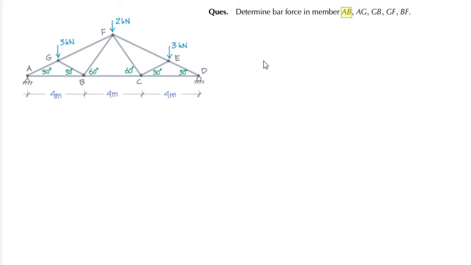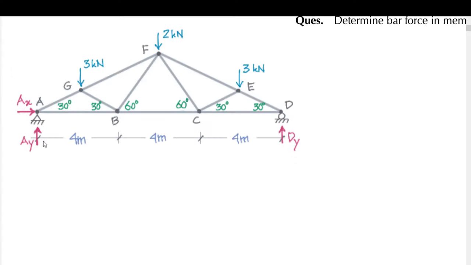So let me ask you one question. What I have told earlier in this video lecture, that the first step to solve any truss is to find out the reactions. I can see that there is a pin support at point A and a roller support at point D. So at first you have to determine the magnitude of these reactions, and as this is a pin support, there will be two reactions, that is in horizontal direction AX and vertical direction AY, and at point D only vertical direction because this is the roller support.